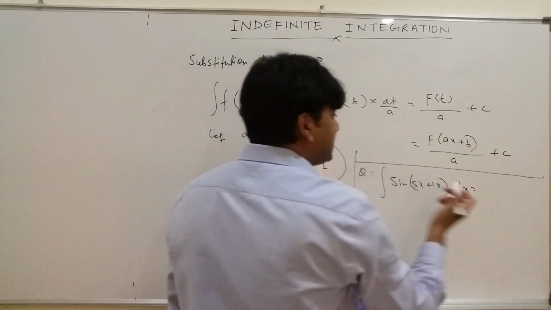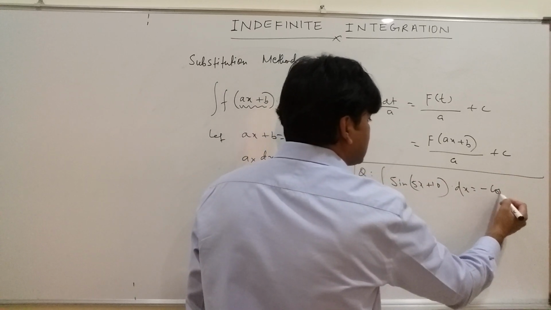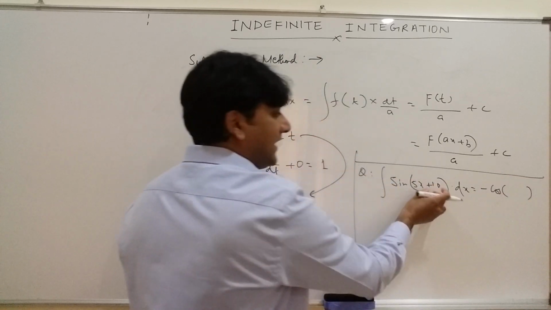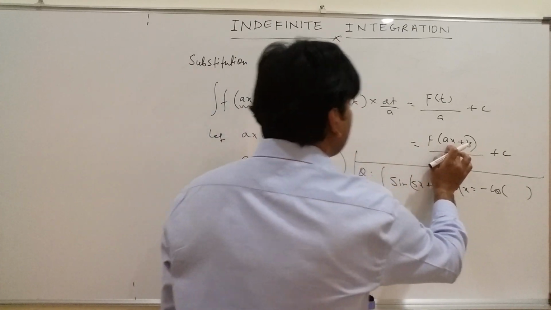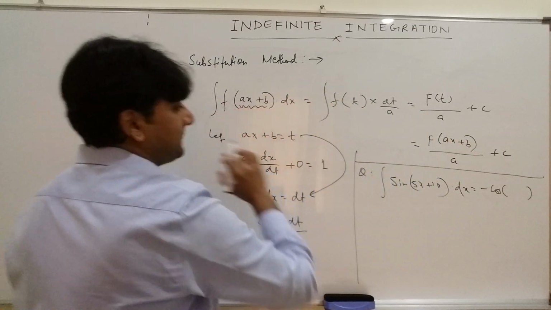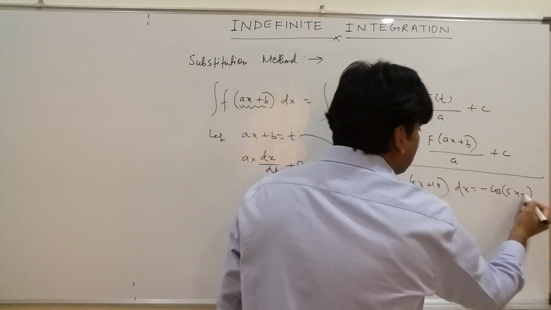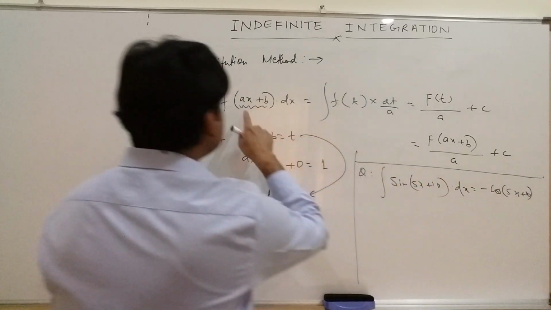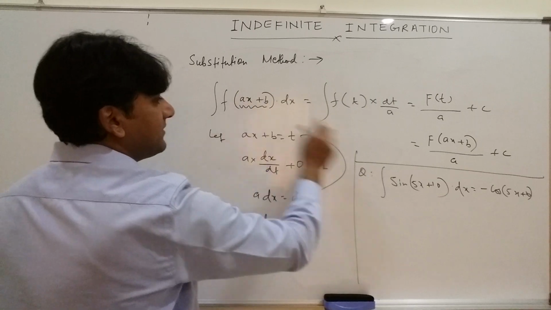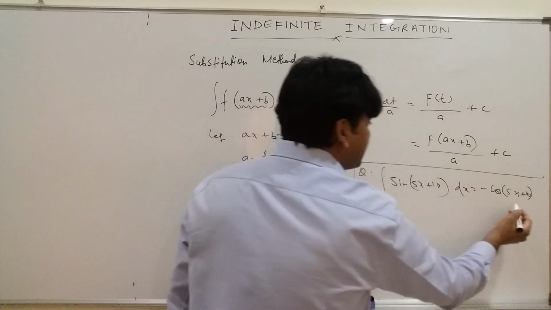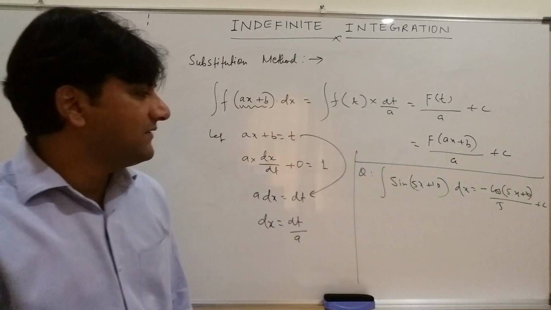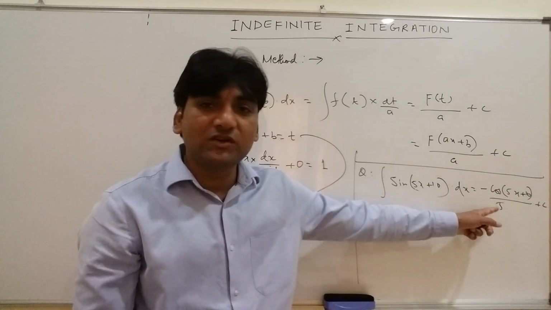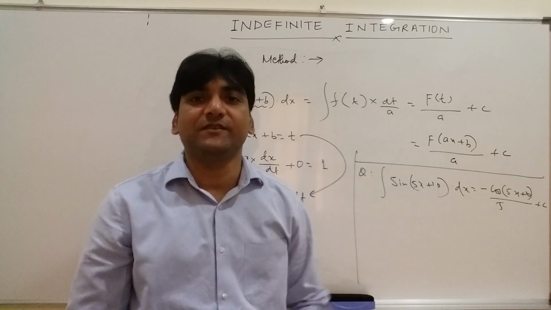So the sign will change as minus cos, and whatever angle is inside we have to keep as it is, because here it was f of ax plus b. So this is 5x plus 10, and this a, the x coefficient, comes in the denominator. So the x coefficient is 5, it will be over here, and now plus c. So the integration of sin(5x + 10) dx is minus cos(5x + 10) over 5 plus c.